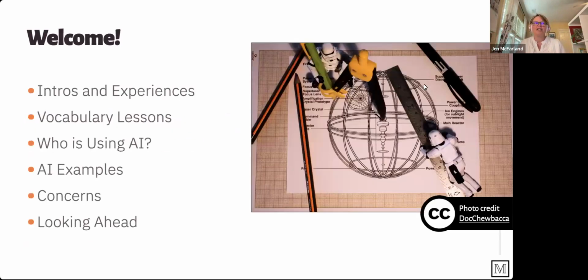So what is ChatGPT? We're going to be covering some introductions and experience, the vocabulary lessons. So we're going to dive into that first. We're just going to jump straight into what the different terminologies are and what they mean. And then we're going to talk about who is using AI. Spoiler alert, it's you. And then also we're going to start looking at a bunch of different AI examples, some concerns about AI and the different iterations, and then we'll look ahead into what we foresee.